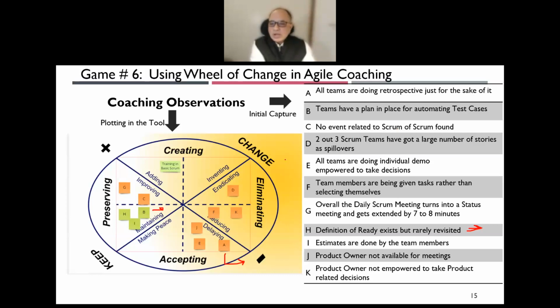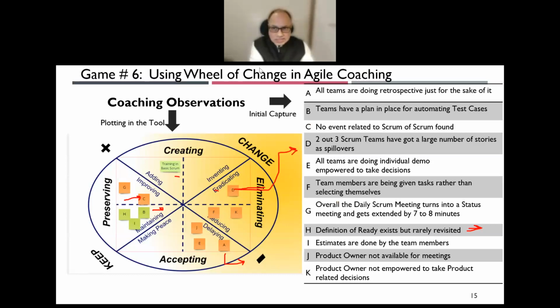Point number C. No event related to Scrum of Scrum found. This was a scaled agile implementation. They said that we will improve on it. We'll make sure that Scrum of Scrum happens. Point number D. Two to three teams have a large number of stories as spillovers. Definitely, this is something which we have to eradicate. This is point number D.